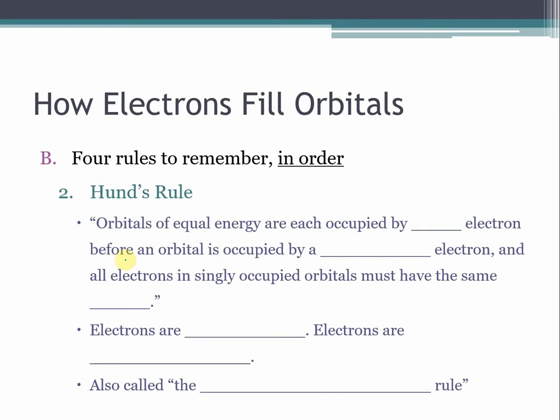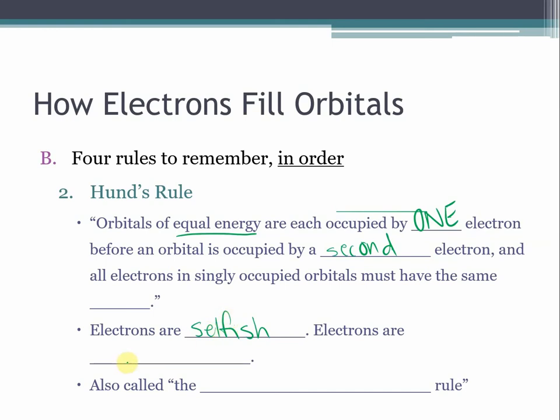Rule number 2, Hund's rule, says orbitals of equal energy are each occupied by 1 electron before an orbital is occupied by a second electron. That's the first half. What this essentially is saying is that electrons are selfish. Electrons hate sharing. They will only share if their options are share or climb those energy stairs. They will share if it means they don't have to climb the energy stairs. So that's the first part, is that electrons are selfish.